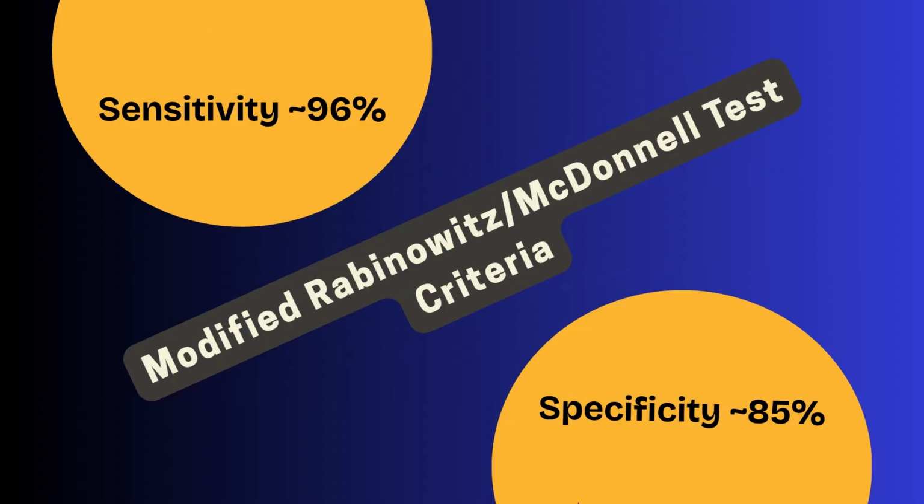The sensitivity of this method is 96%. That means it's very good at catching true positives, that means the patients who really have keratoconus. And the specificity is about 85%. That means it is fairly good at ruling out false positives.